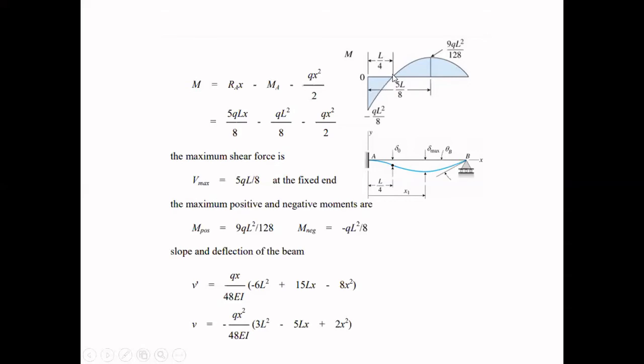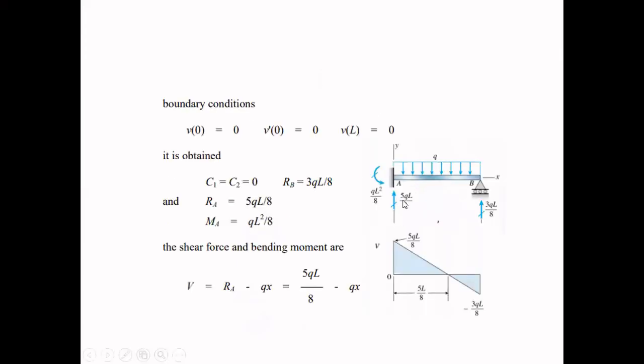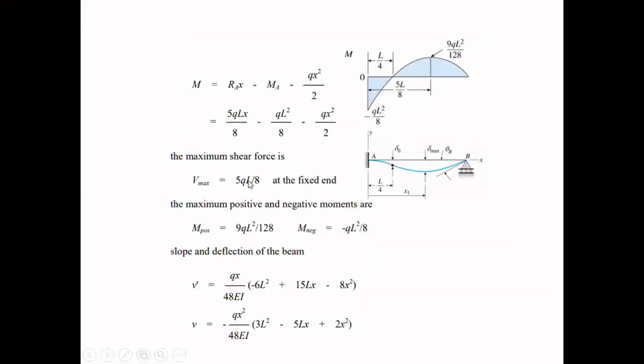When we talk about the positive moment, the highest peak is this point, and over here the highest positive moment is 9ql square by 128. And when we talk about the negative moment, this is the highest peak, and this gives the value of ql square by 8. The maximum shear force will be 5ql by 8, at the fixed end, which equals RA, and the value of RA is 5ql by 8. Similarly, the maximum positive bending moment is 9ql square by 128, and the maximum negative is minus ql square by 8.